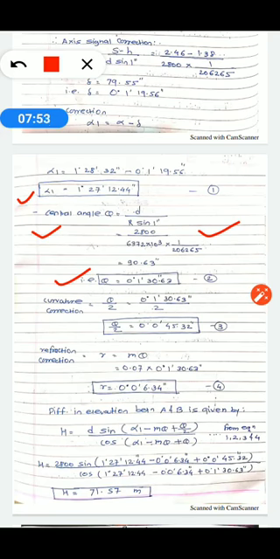Now next is to find the curvature correction. Curvature correction is your value of theta by 2. Just divide the angle theta by 2, and you get theta by 2, that is 0 degree 0 minute 45.32 second. Next step is to find the refraction correction. What is the formula for refraction correction? R is equal to m theta. The value of m is given as 0.07, and the theta value we calculated in the previous step is 0 degree 1 minute 30.63 second. Put that value, and you will get the value of R, the refraction correction.